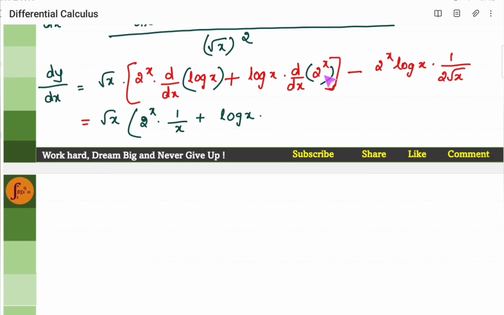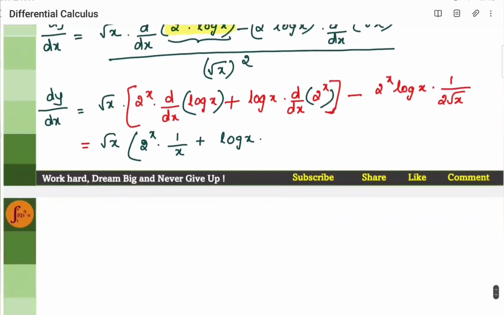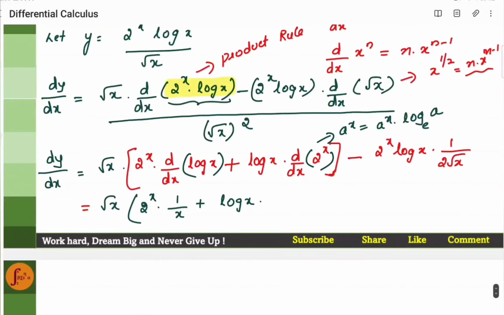Derivative of 2 to the power x is, what is derivative of 2 to the power x? So there is a formula here, right? Derivative of a to the power x, a is any number, is a to the power x into log a to the base e. Instead of a to the power x, we have 2 to the power x. So 2 to the power x into log base e, and a is 2.